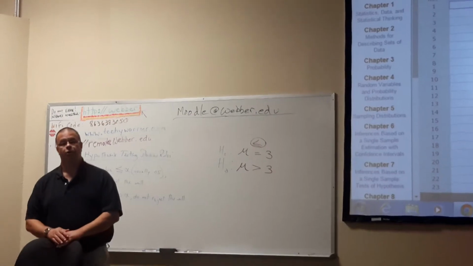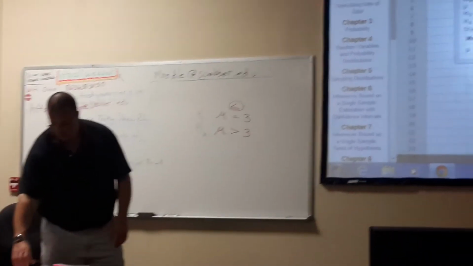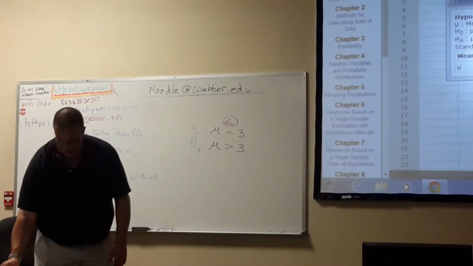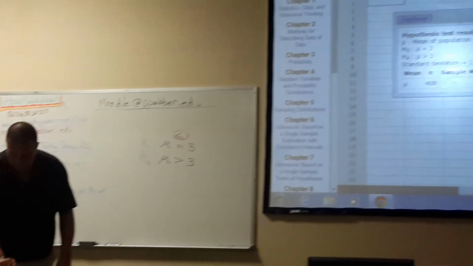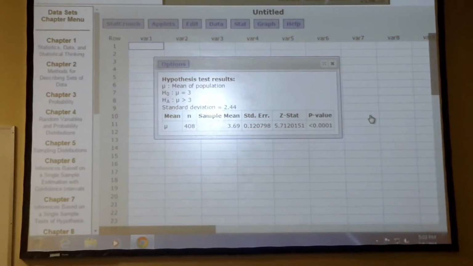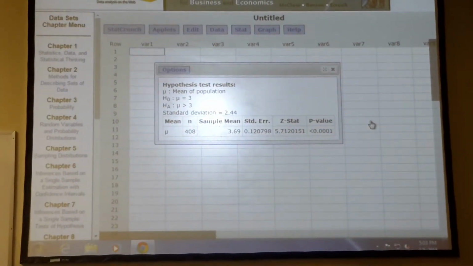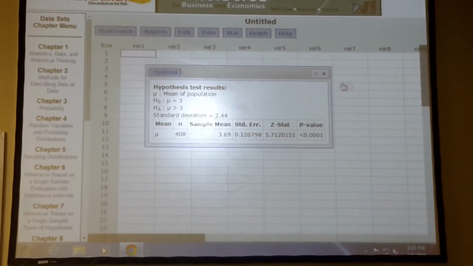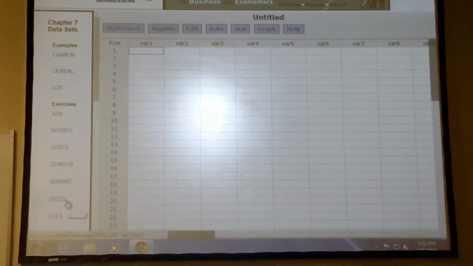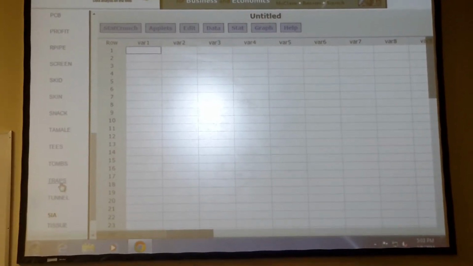All right, let's look at a different problem. This one is taken from page 384, problem 7.52. And we're actually going to use a data file for this one. It's in our Chapter 7 data, and it is called traps.